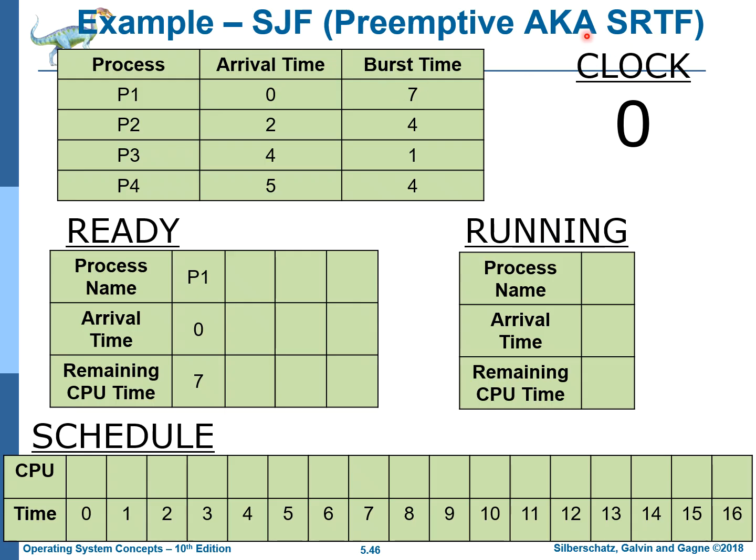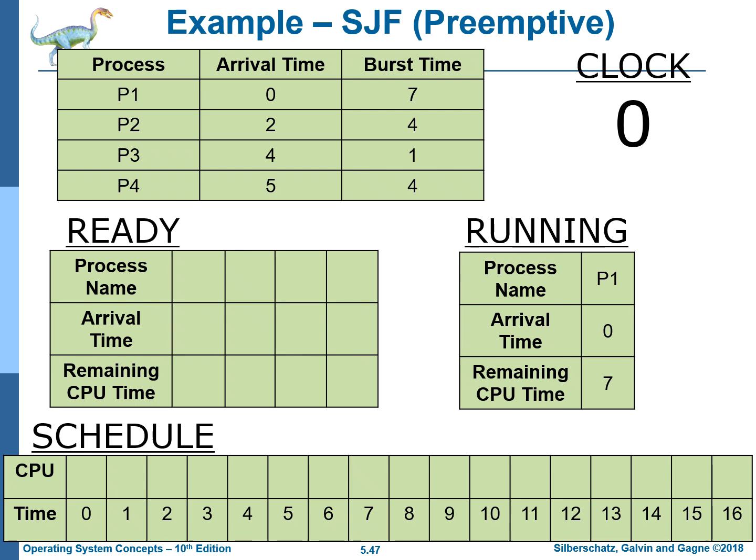Great. A little bit ugly on the formatting, but hopefully you can look past that. So preemptive shortest job first, also known as shortest remaining time first. At time 0, P1 arrives, and it's our only process on the system, so it's going to get scheduled.